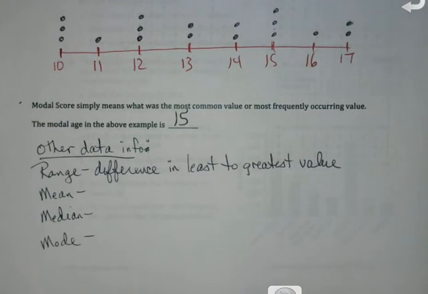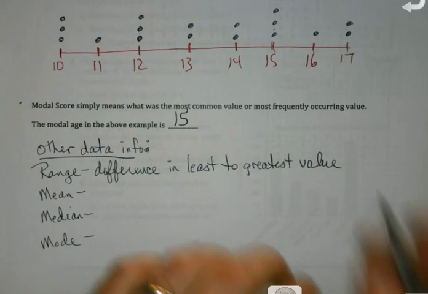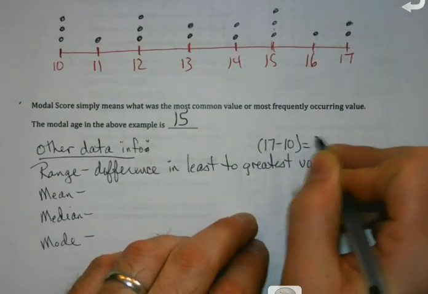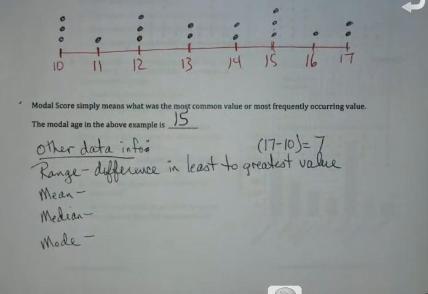So for example, up above, the difference in least to greatest value. For our example, my range would be 17 minus 10, or 7. So that's the youngest to the oldest in this case, is what I'd be looking at.